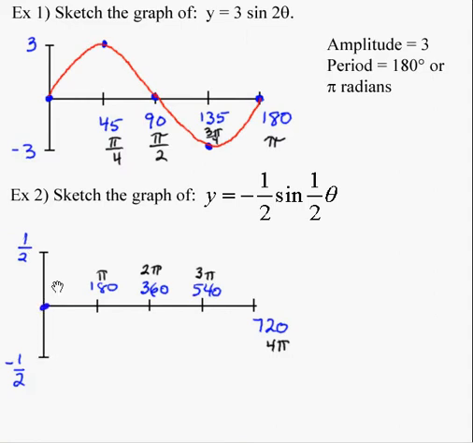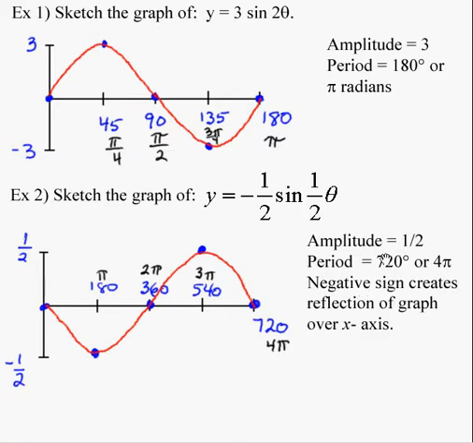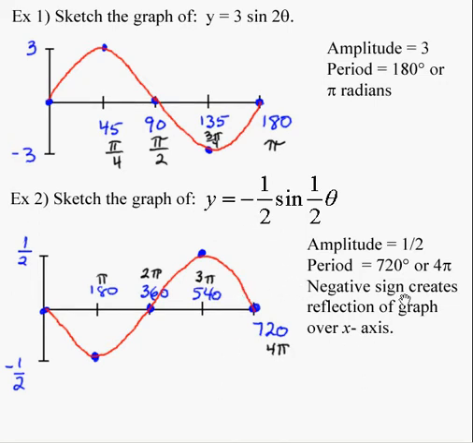Sine starts out at 0. Normally, a fourth of the way it hits its maximum, but since a is negative, at a fourth it's going to hit its minimum point. Halfway it's still 0. 3/4 of the way would normally be its minimum, but since this is negative, we're flipping it over, reflecting it across the x-axis, and it'll hit its maximum. At the end of the period, it's back to 0. Sketch that in. That's the sketch of our graph y equals -1/2 sine of 1/2 theta. It has an amplitude of 1/2, period of 720, or 4 pi, and this negative sign again reflects the graph over the x-axis.